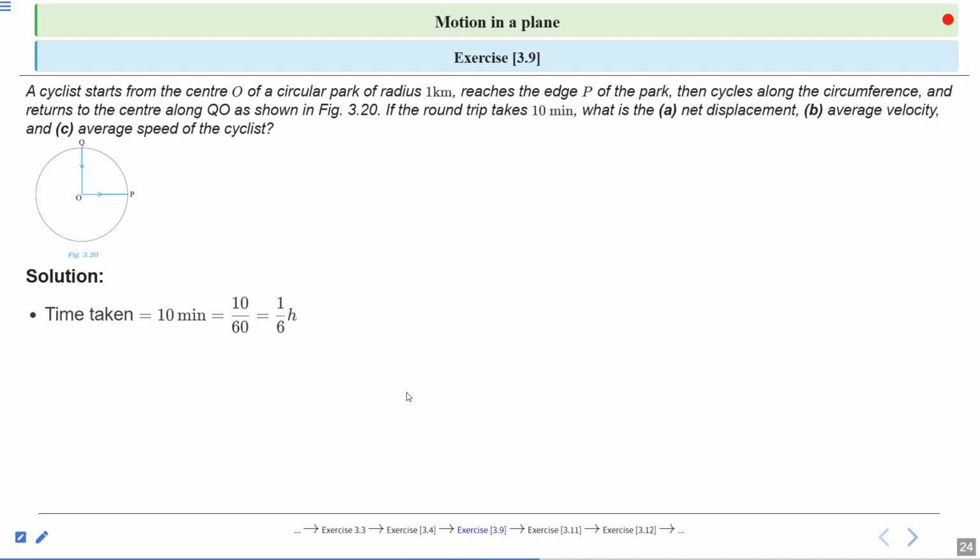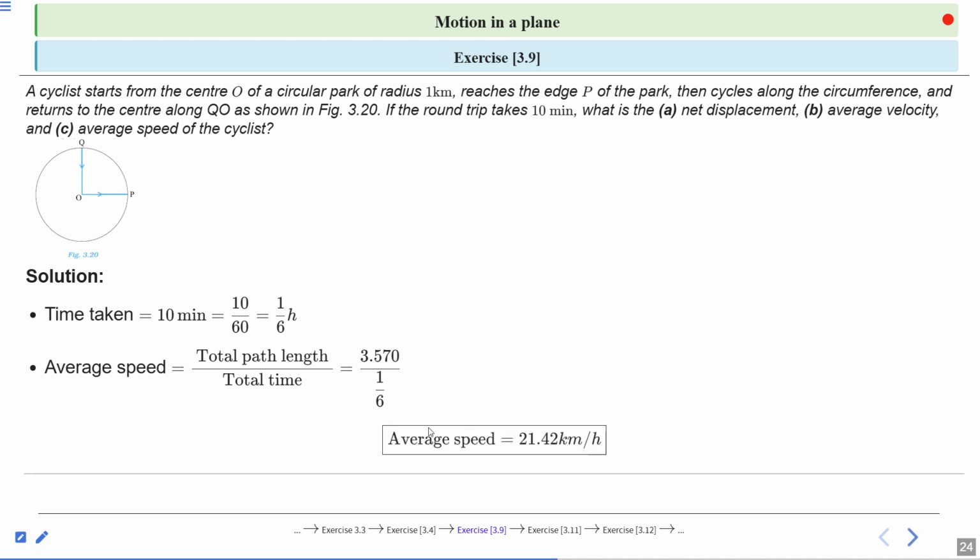So time taken is 10 minutes. When we convert time taken into hours, it will be 10 by 60, which is 1 by 6 hour. So average speed is equal to total path length divided by total time. So total path length is 3.570 divided by 1 by 6. Solving this, average speed is equal to 21.42 kilometer per hour. So this is the average speed.